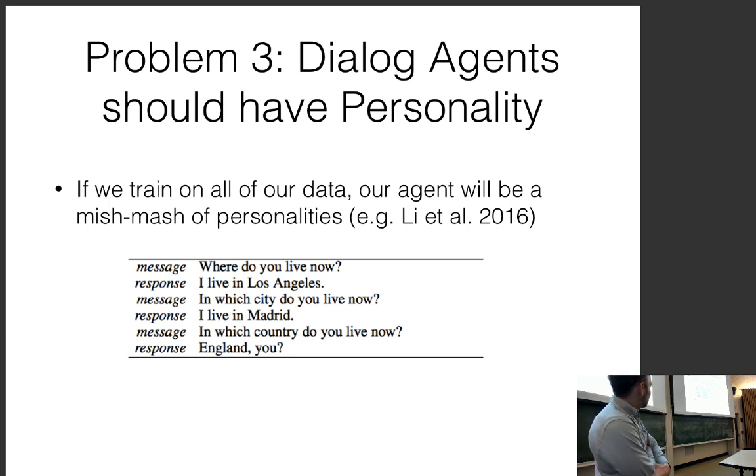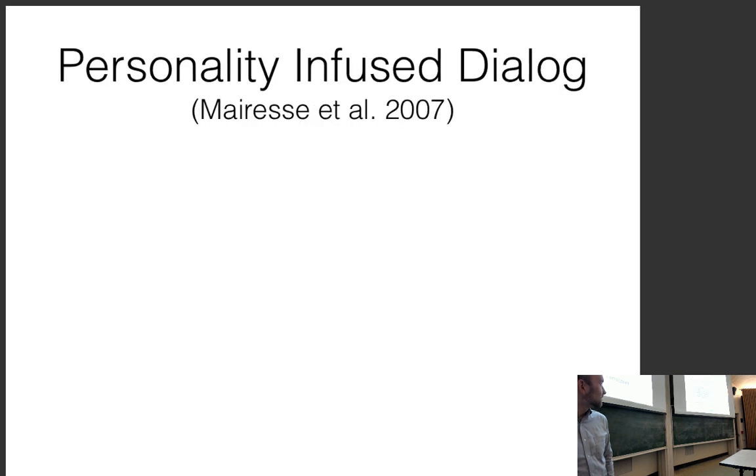Message, where do you live now? I live in Los Angeles. In what city do you live now? I live in Madrid. In which country do you live now? England, Hugh. So all of these are completely, factually inconsistent and don't make sense from the point of view of a dialog agent. So of course we'd like our agents to be consistent.